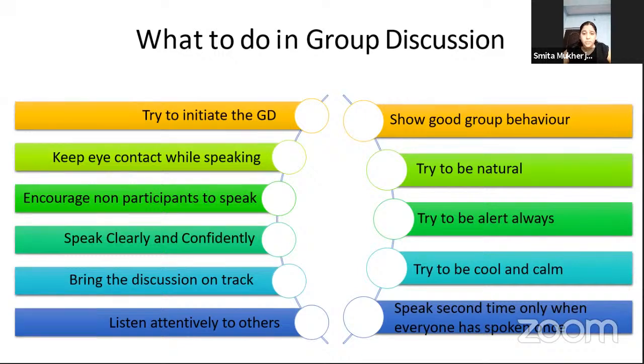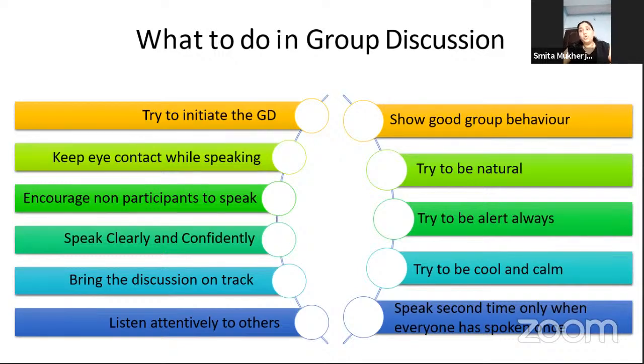Sometimes it might be possible that somebody is speaking a point which is totally out of the coverage of the topic, or has taken the topic to a different level or to a different tangent altogether. So try and bring back the discussion on track. You will get a lot of good points for that, okay. Then listen attentively to others. So we have been talking about that the selection committee judges your listening skills, so please listen attentively to others.